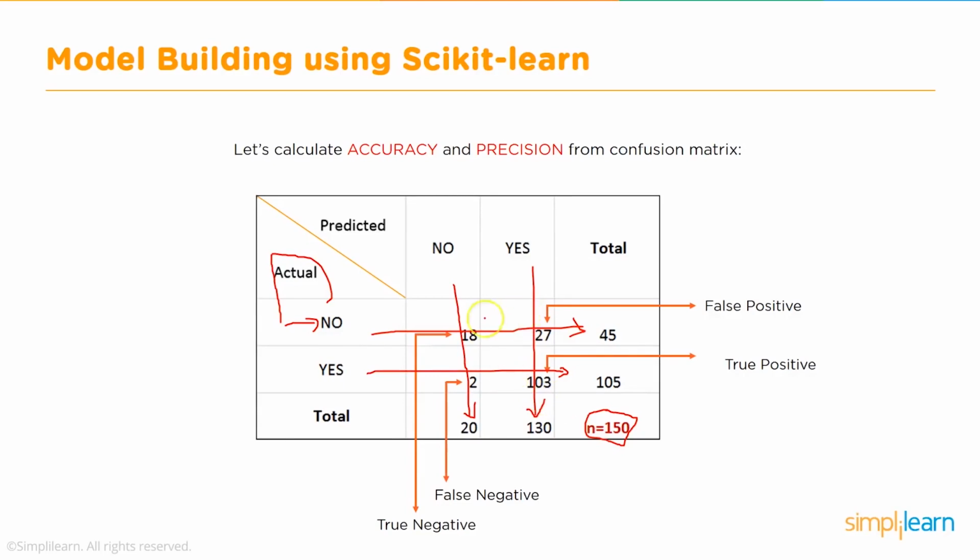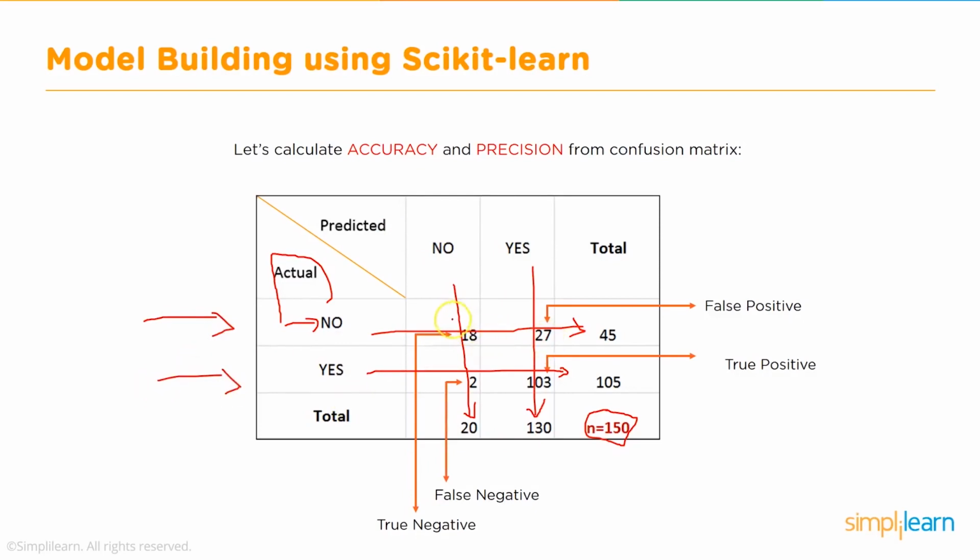Before we go into the middle part, let us first understand what exactly these numbers are. Actually tagged as no, there are 45 in total. Actually tagged as yes, there are 105. Predicted as no, there are 20. Predicted as yes, there are 130. This is the result from our model, and the other is the actual value, which we already know because this is our label data.